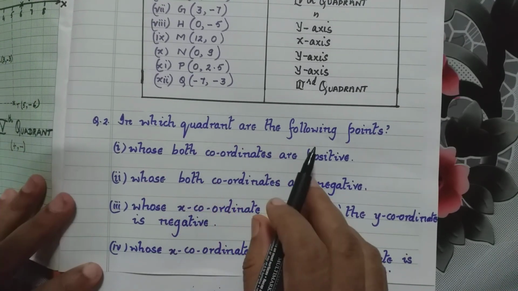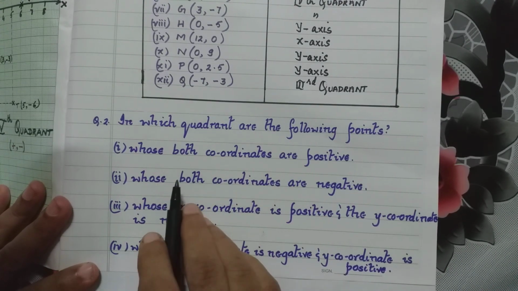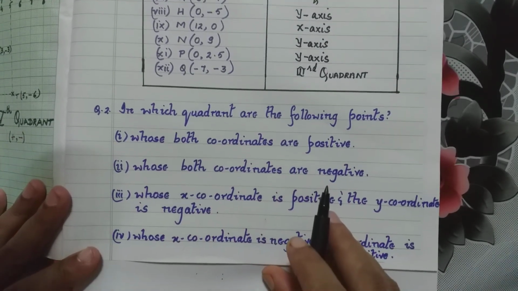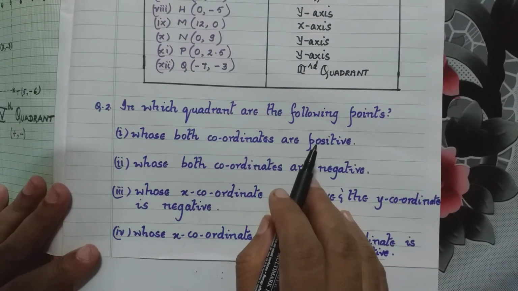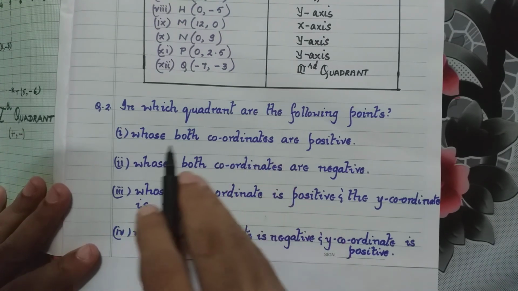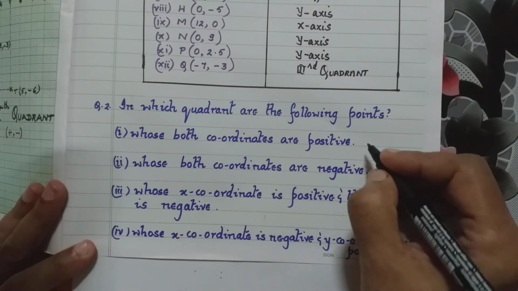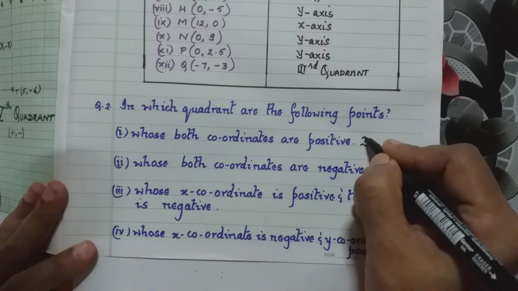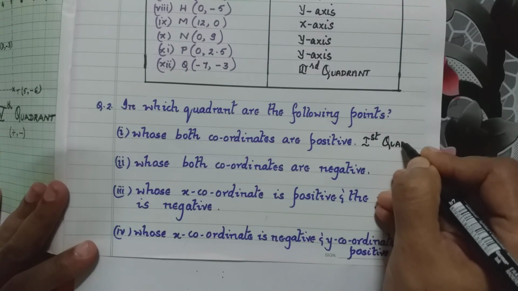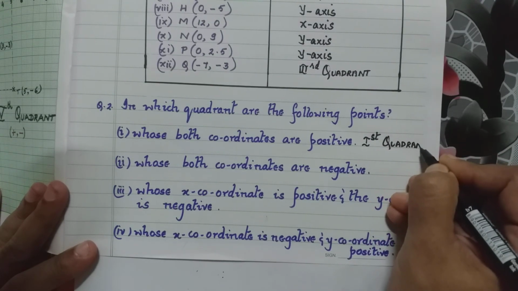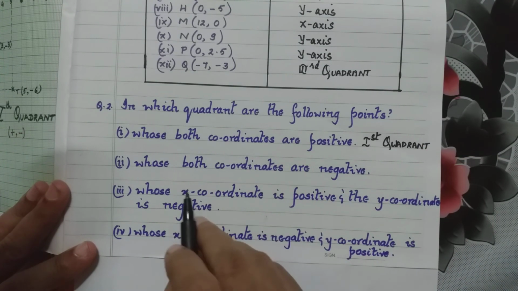In which quadrant are the following points? Now this is easy for us because we know what the signs are in each quadrant. When both the coordinates are positive, that means both the x and y coordinates are positive, it lies in the first quadrant. We know in the first quadrant both the coordinates x and y are positive.